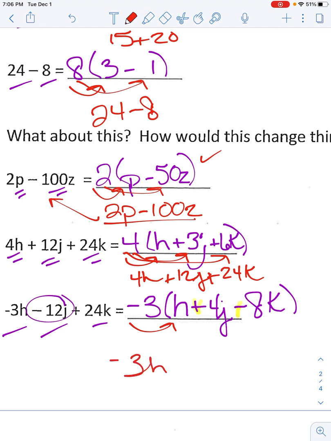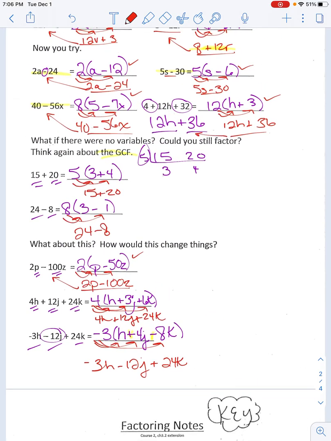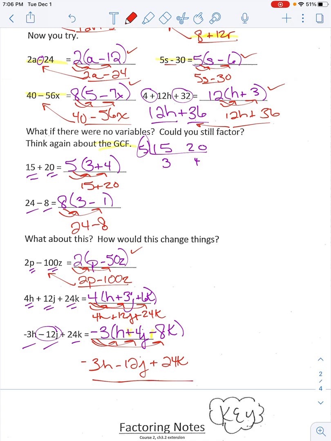Negative 3 times h is a negative 3h. Negative 3 times a positive 4j is a negative 12j. And a negative 3 times a negative 8 is a positive 24k. So double check this with the original problem. It looks like it all came out evenly, perfectly, so I know I did it correctly.